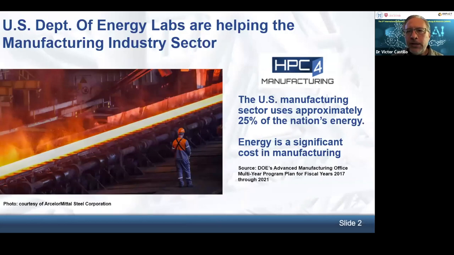So the U.S. Department of Energy provides a lot of funding for our national labs to help U.S. industries. The main reason is that these industries use about 25% of the U.S. domestic energy, the national energy. It's such a big cost to the manufacturers, and additionally it's generating a lot of greenhouse gases. So we put a lot of effort into helping them optimize their systems through simulation and machine learning.